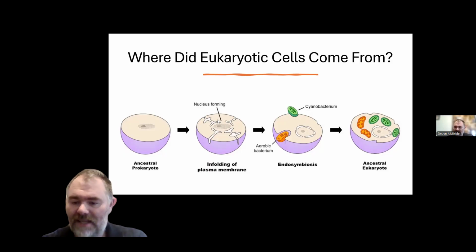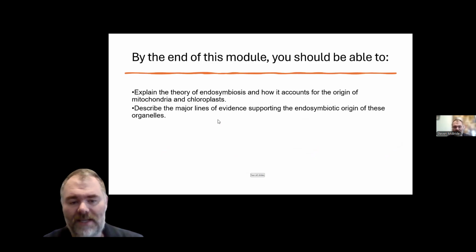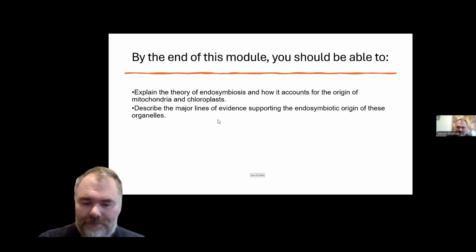This theory suggests that some parts of eukaryotic cells were once free living bacteria that entered into a long term partnership with another cell. And if that sounds wild, it absolutely is. Modern eukaryotic cells may actually be the result of ancient microbial cooperation. By the end of this module, you should be able to explain the theory of endosymbiosis and how it accounts for the origin of mitochondria and chloroplasts, and describe the major lines of evidence supporting the endosymbiotic origin of these organelles.